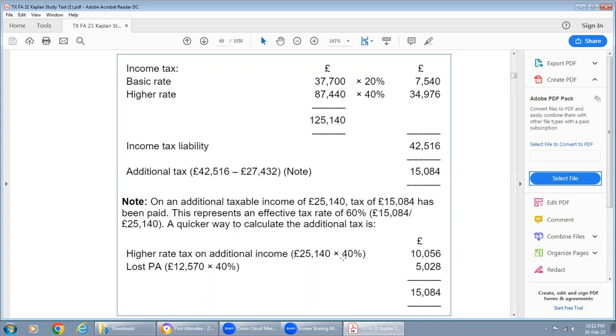Now, a quicker way to calculate the additional tax is the higher rate tax on additional income. You have additional income of 25,140, and the higher rate is 40%, so we have 10,000. And the lost personal allowance of 12,570 is also treated at the higher rate, so you get 5,000. So 15,000. You can calculate this way as well.